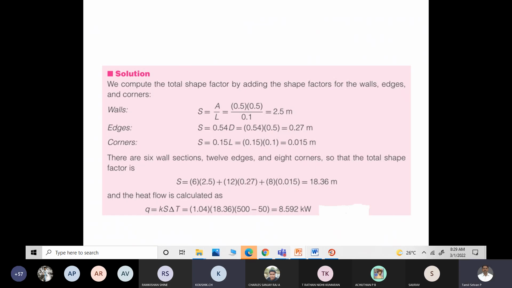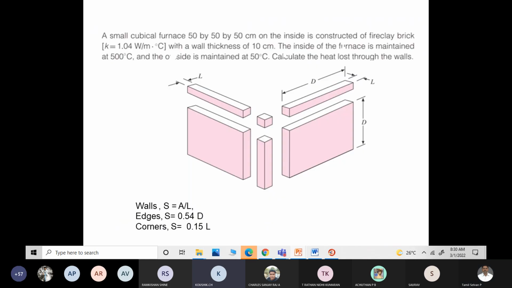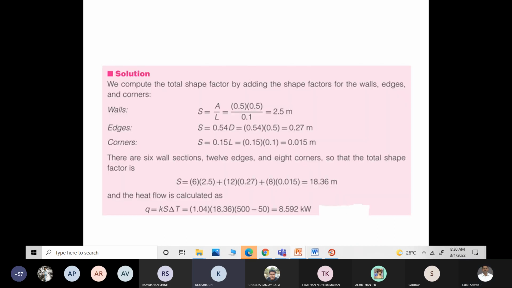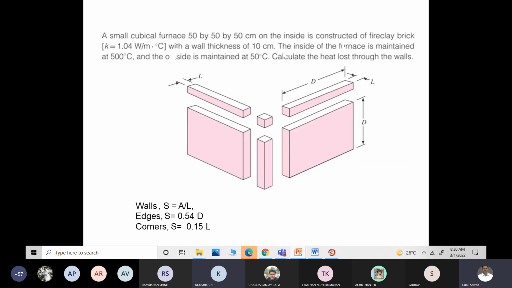Calculate the heat transfer through the walls. See, we are supposed to find the edges and corners, right? So if they mention heat loss through the walls, what you're saying is the walls mean 1, 2, 3, 4, the four sides. Am I correct? You are talking about that. I got it, sir.